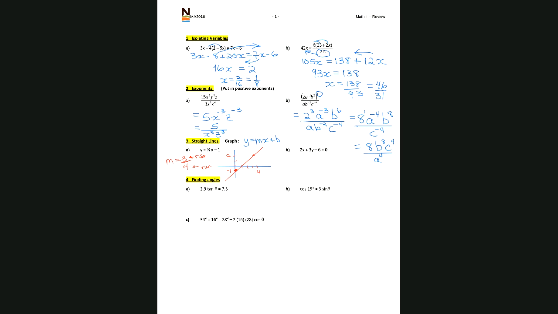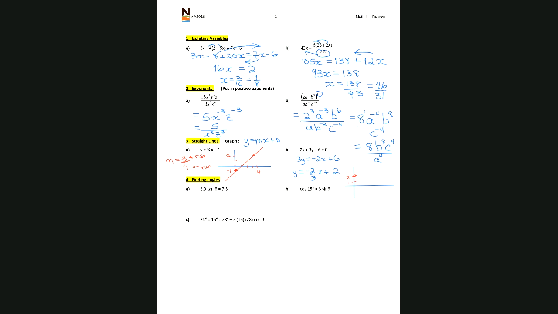For question B, we need to isolate y first. So bring the other two terms on the other side of the equation, divide by 3, and now we have a y-intercept of positive 2, and a slope of negative 2/3. So it crosses the y-axis at 2.